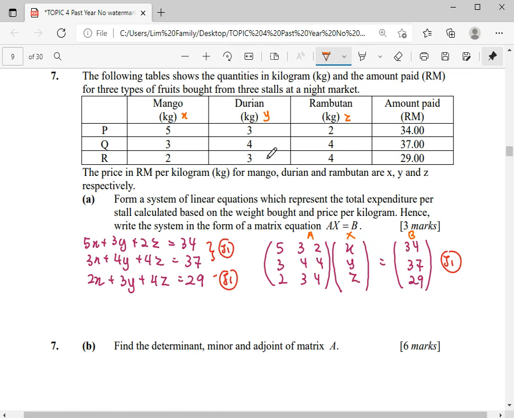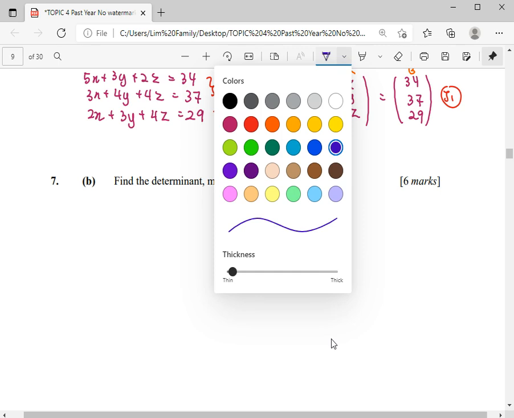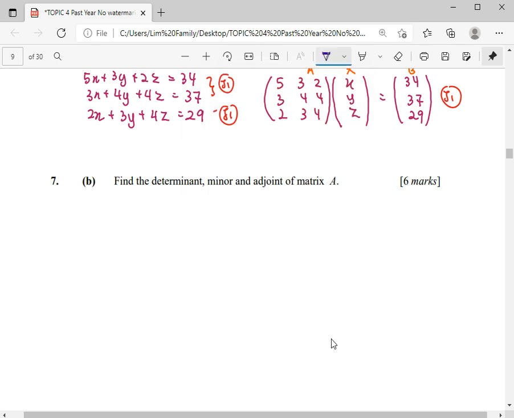Okay, so when you want to do question B, they say find the determinant, minor and adjoint of matrix A. So we will refer to this matrix A. We are going to find the determinant, and find all the minors and adjoint. So for matrix A, I will find the determinant by expanding the first row. So the first row is A11, minus A12, A13.